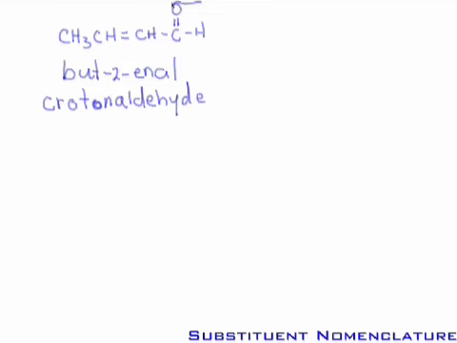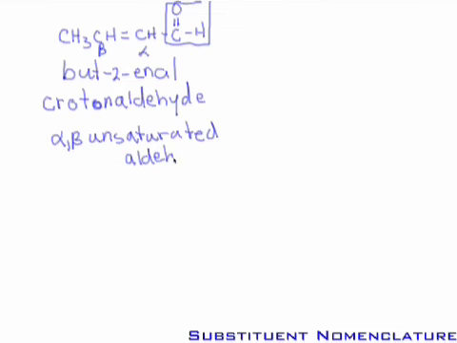Now, localize the aldehyde group. There it is. Find the alpha, beta, gamma, delta. Where's the double bond? The double bond is between the alpha and beta carbons. In double bonds, we usually use the word unsaturated. So we often say this is an alpha, beta unsaturated aldehyde. We can also describe ketones this way.